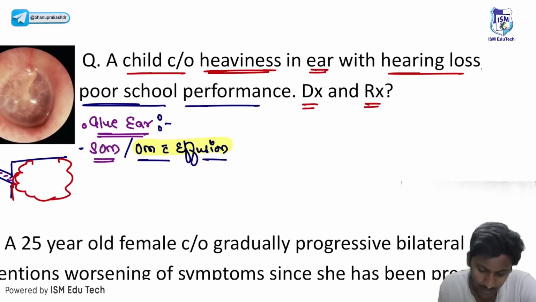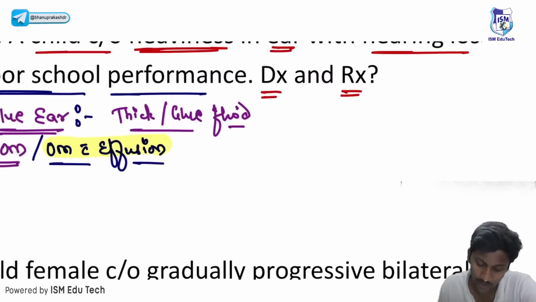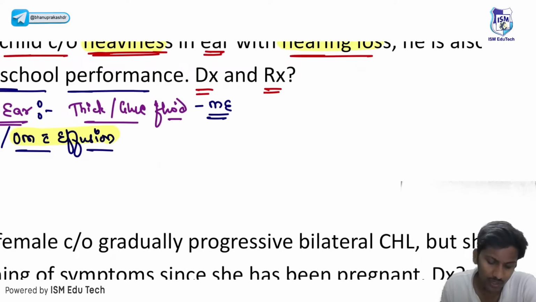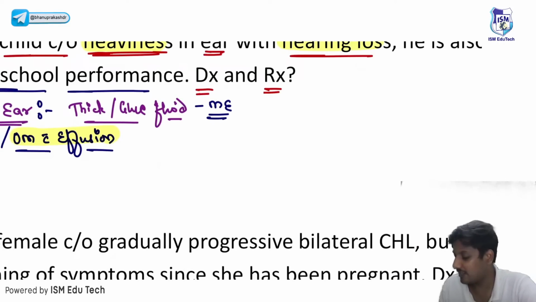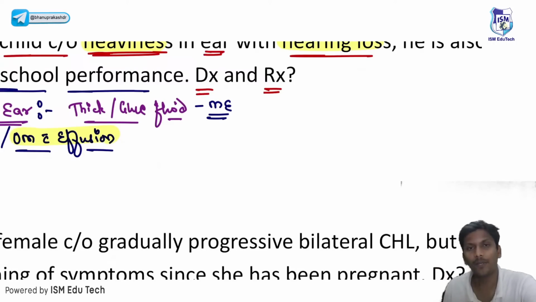Now what happens over here, there is a thick glue-like fluid. Okay, there is a thick and sterile fluid because, as I've told you, definitely there will not be any infection now. So there will be a thick sterile glue-like fluid in the middle ear of this child, and due to that the child will have all these complaints. There will be heaviness of the ear, there will be hearing loss in the child. Usually which kind of hearing loss will be there? Definitely, as there is some problem in the middle ear, there is a problem in the conduction of sound. So the patient will have a conductive hearing loss. Along with that, as the child is not able to hear properly, he is not attentive in class, and therefore a poor school performance will be there.